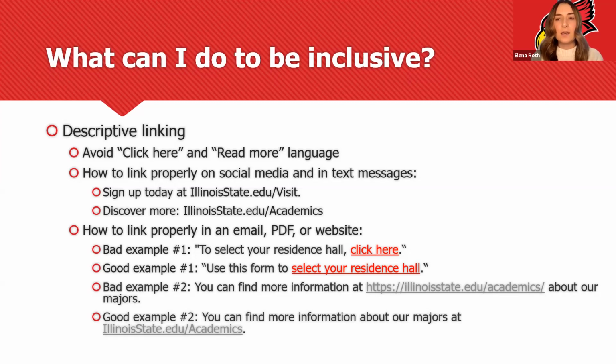If you just say "click here," or, below you'll see how to not link in text properly: "To select your residence hall, click here." It doesn't really tell the person reading that sentence what exactly they're going to get from that link. But if you say "use this form to select your residence hall," it explains exactly what that link is going to give them, gives them context, and provides a better user experience for them.